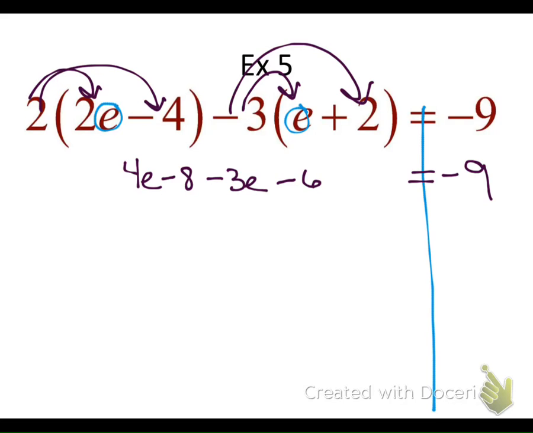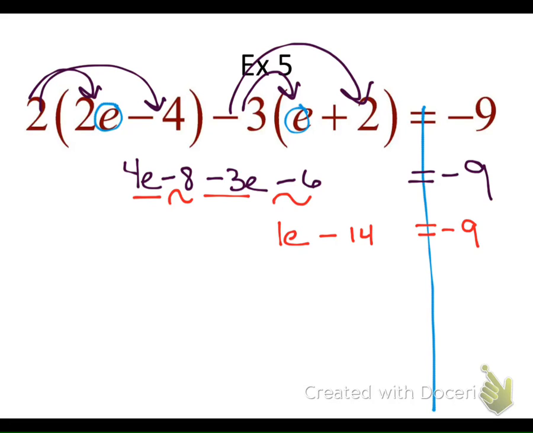Okay. So, according to our notes, after I distribute, I then look to see if I can combine like terms. So what are my like terms here, Jemiah? 4e and 3e. So 4e minus 3e equals? And then what are my other two like terms? Okay. So what's negative 8 minus 6? Negative 14.